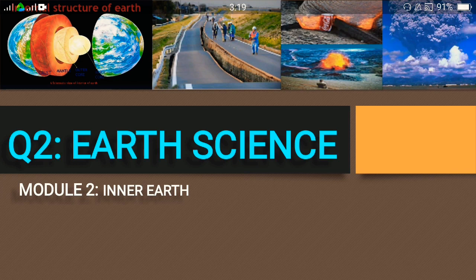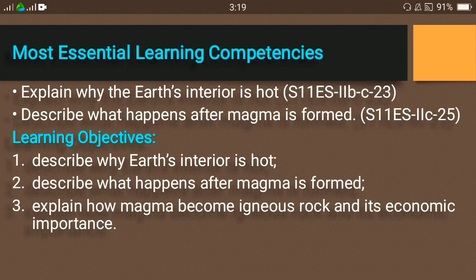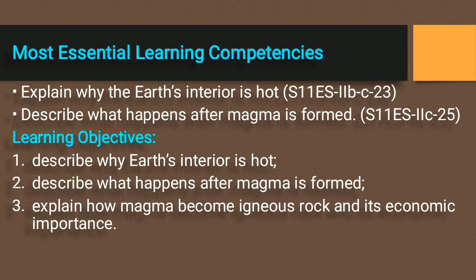Quarter 2, Module 2, Inner Earth. The most essential learning competencies are: explain why the Earth's interior is hot, describe what happens after magma is formed. So we have learning objectives: describe why Earth's interior is hot, describe what happens after magma is formed, and explain how magma became igneous rock and its economic importance.